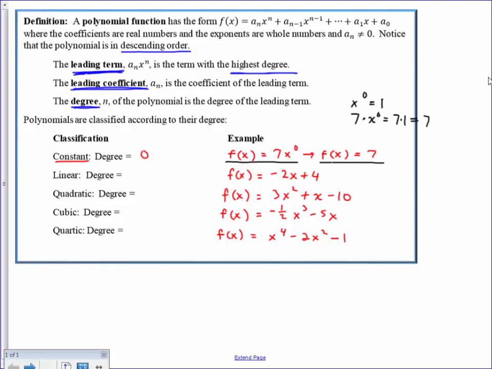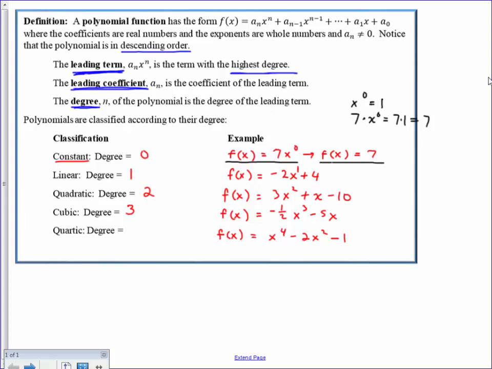The next one down we call linear. The degree of a linear polynomial is 1. So I've written an example here, f of x equals negative 2x plus 4. We see that we don't have a power on the x written, but it's understood to be a first power. Quadratic, we've studied these before, it has degree 2. And so the highest degree in that polynomial is squared. We see an example here to the side, highest power x squared. A cubic is degree 3. And I've given an example here.